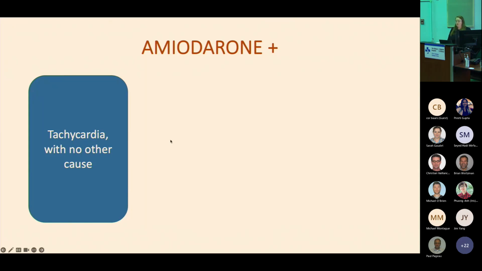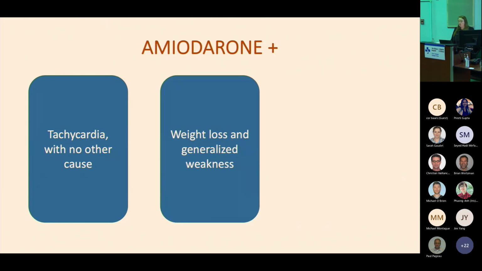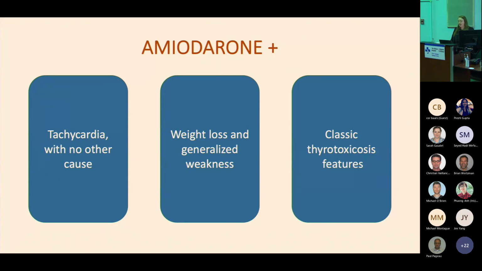Ultimately, the potential diagnosis of amiodarone-induced hyperthyroidism should be considered in the following situations: tachycardia in a patient on amiodarone with no obvious underlying cause to explain that tachycardia; weight loss and generalized weakness in the patient who has been on amiodarone; and of course, if someone presents with classic thyrotoxicosis features, then of course you should be considering the diagnosis.